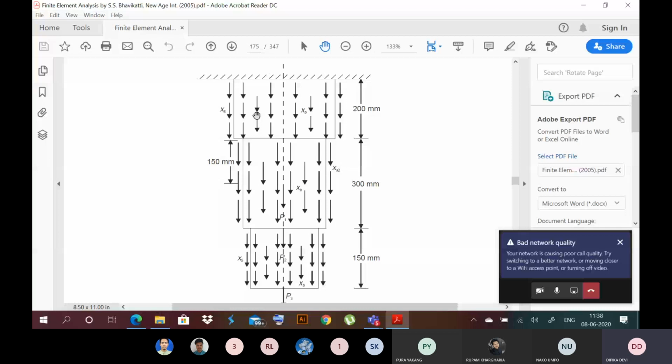They have discretized the bar into four elements. So there will be 5 nodes, with 1 degree of freedom at each node. That gives the total degrees of freedom of the problem as 5. So the global displacement vector will be delta 1, delta 2, delta 3, delta 4, delta 5. Usually we use u1, u2, u3, u4, u5. It is the same.